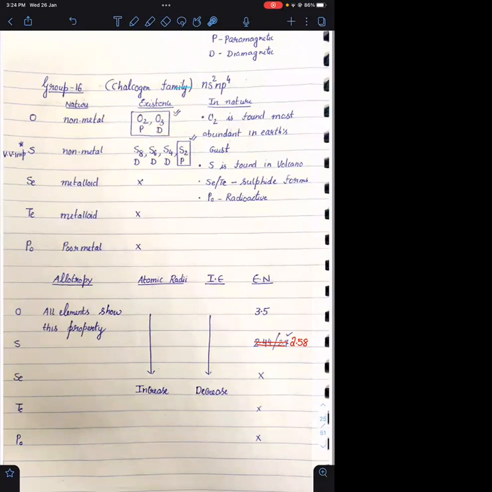S2 is paramagnetic, just like O2, and you can prove that by MOT, molecular orbital theory. Only these can exist in free state. Matlab, inke atoms mein combination hoke molecules banenge. Selenium, tellurium, jo hai, they exist as sulfides. Most of them exist as sulfides.